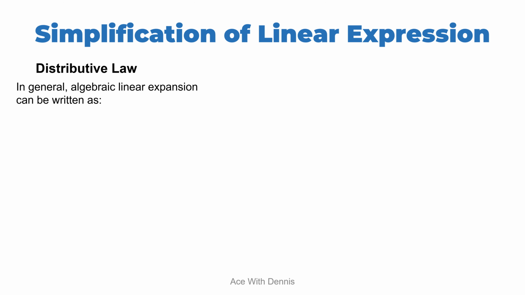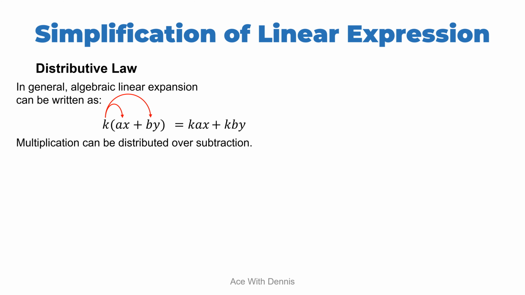In general, algebraic linear expansion can be written as k bracket ax plus by. Now, k times ax, we get kax. K times by, we have plus kby. Multiplication can be distributed over subtraction. So here's an example, k bracket ax minus by. K times ax, we get kax. K times negative by, we get minus kby.